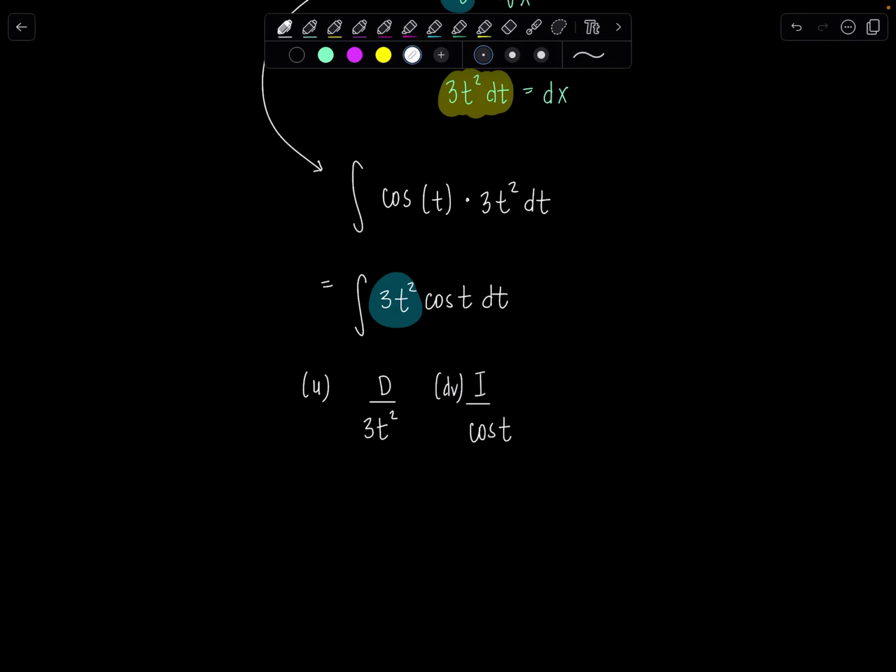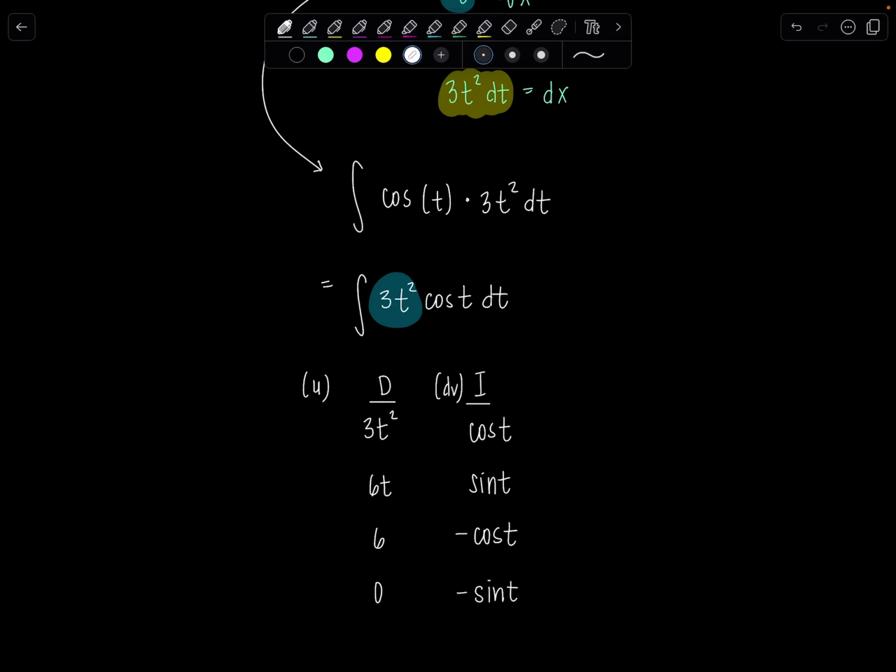You start on the left. You keep differentiating until you get 0. So the derivative of 3t squared is 6t, then 6. And then finally, I've gotten a 0. So now I'm going to integrate cosine t 3 times, exactly. So the antiderivative of cosine t is sine t. The antiderivative of sine t is negative cosine t. Be careful. And then one more time, negative sine t.